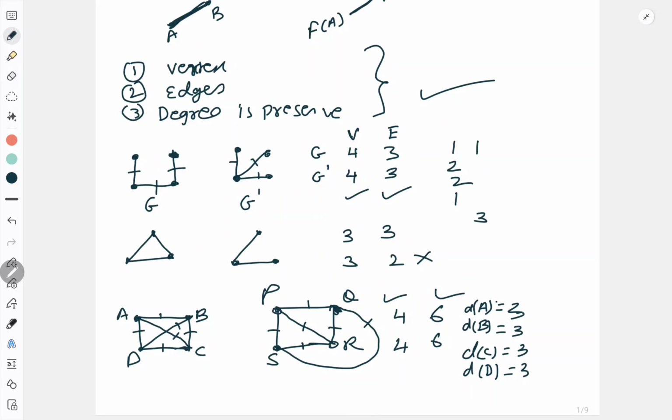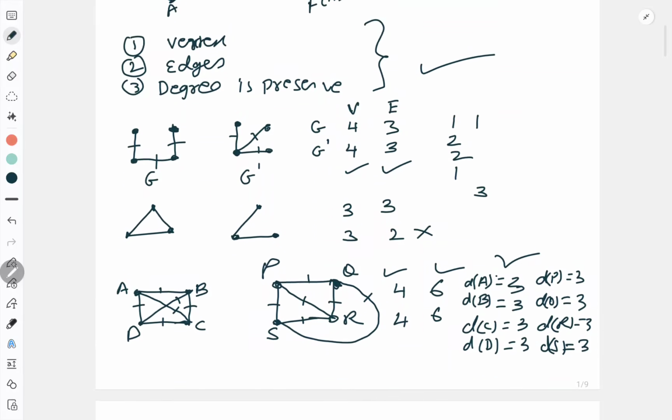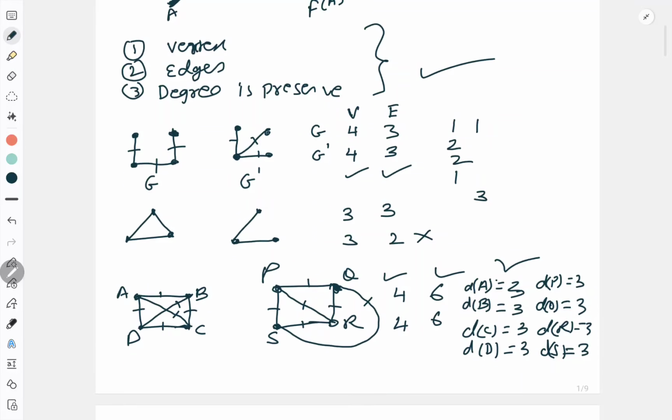Correct. Now come here. What is the degree of P? So the degree of P is equal to 3. Degree of Q is 3. Degree of R is 3. And degree of S is 3. So all 3 conditions are satisfied here.